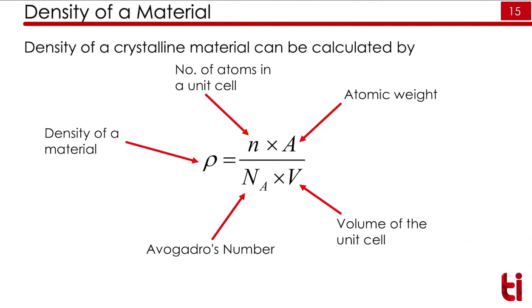Now if you know the unit cell, you can also find the density from the unit cell and the volume. So the formula is N into A, where N is the number of atoms in a unit cell, A is the atomic weight, Na is Avogadro's number, and V is the volume.